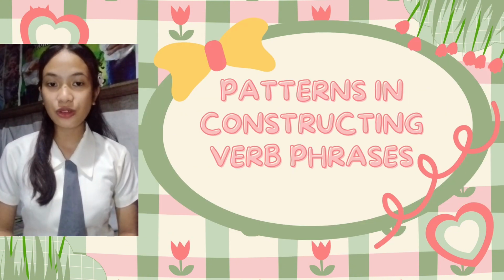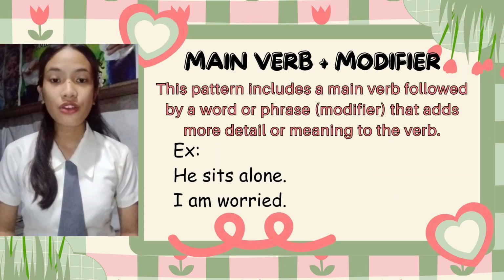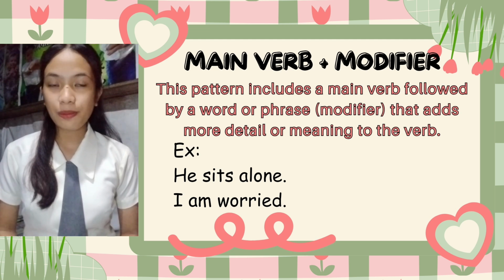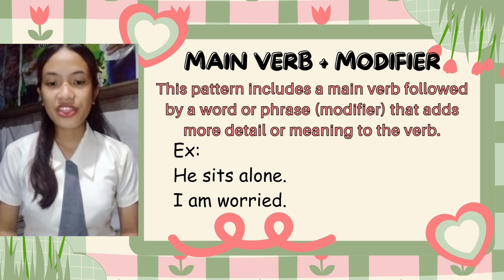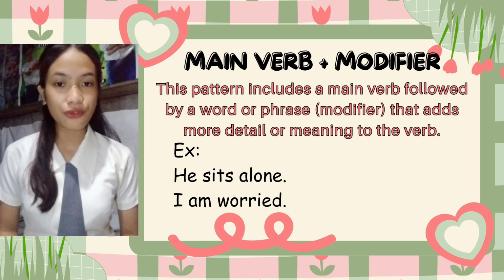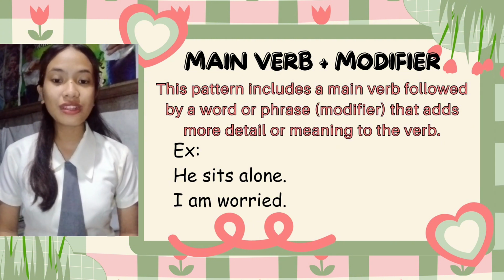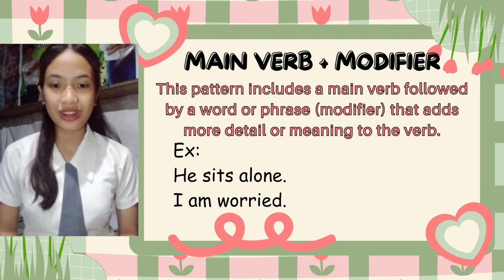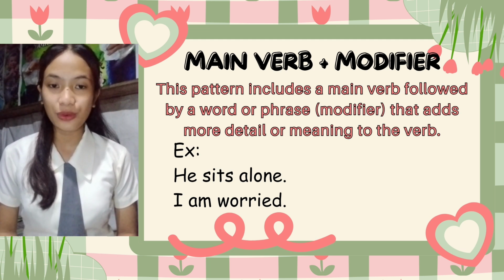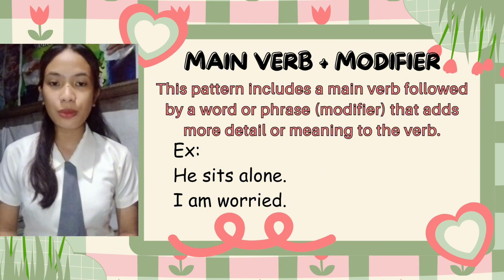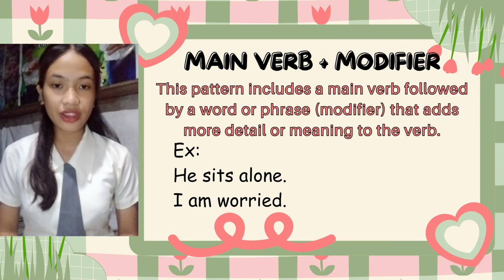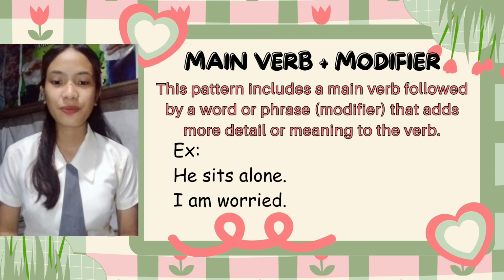There are patterns in constructing verb phrase. First, main verb plus modifier. This pattern includes a main verb followed by a word or phrase that add more details or meaning to the word. For example, he sits alone. The main verb sits followed by the modifier alone, which tells us how he sits.